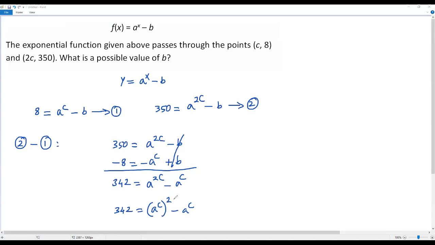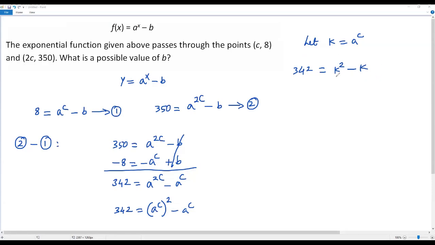Okay, now I'm going to substitute a new variable for this a^c to make the solving process easier. Let me assign a new variable k for this a^c. Then we get 342 = k squared minus k, because we have exponent 2 for a^c, and for this a^c also we can substitute the new variable k. Here we have a quadratic equation.